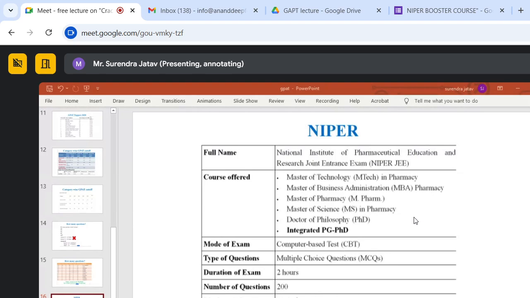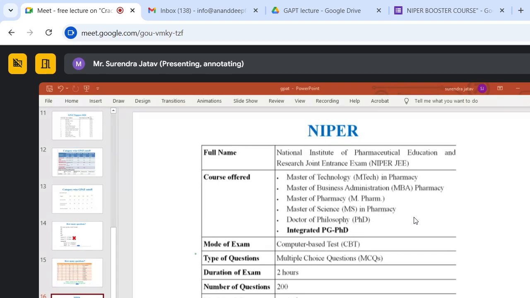I will discuss what NIPER actually is. At NIPER there are several branches: MBA, PhD, MPharm. For a master's program, you are qualifying for MPharm or MS. NIPER gives two degrees, MS Pharma or M Pharma, or MTech. Then how many questions come in GPAT? 200, and you need to solve them in 2 hours. 200 questions in 2 hours. It is very difficult. How can you solve the questions?